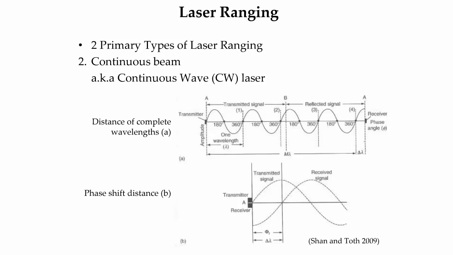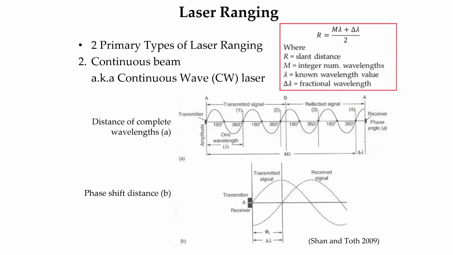The alternative method for laser ranging is the continuous beam or continuous wave method. The range value is determined by comparing the emitted signal with the received signal. A phase shift in the sinusoidal wave between these two signals exists. This phase shift is added to the total distance of the complete wavelengths and divided by 2, which gives the slant distance.